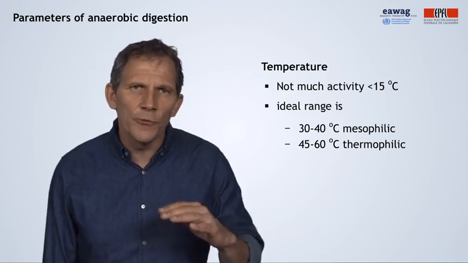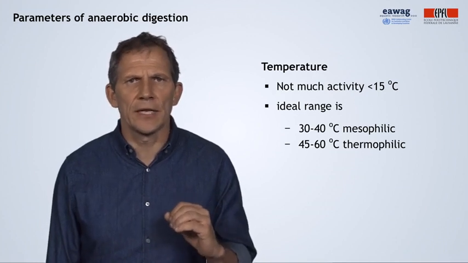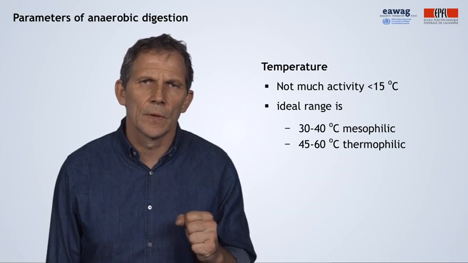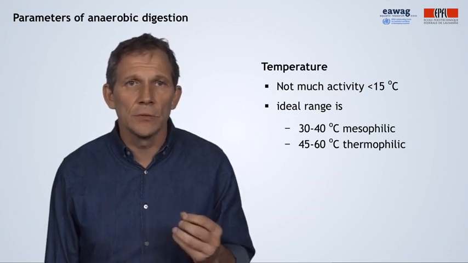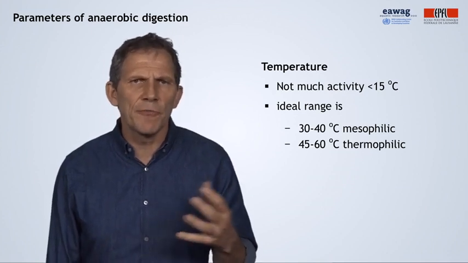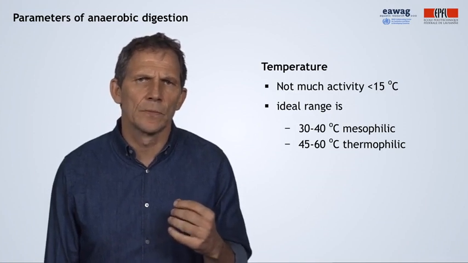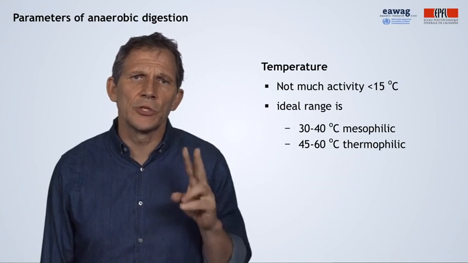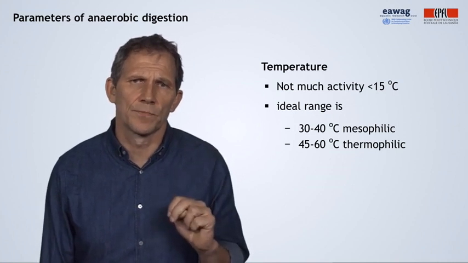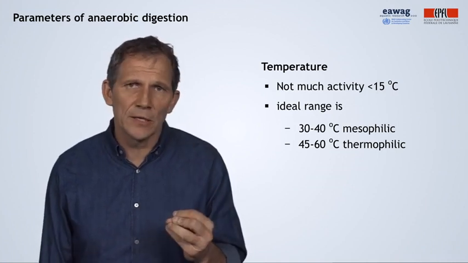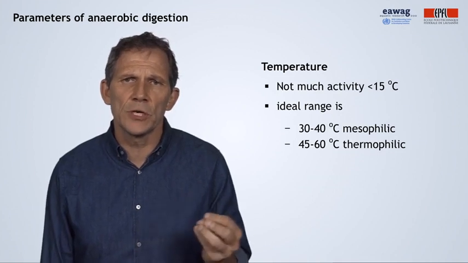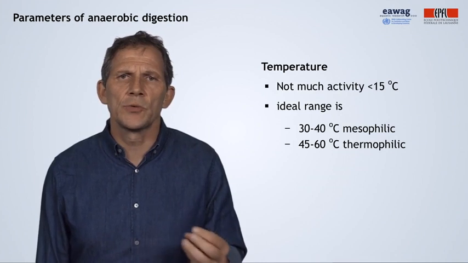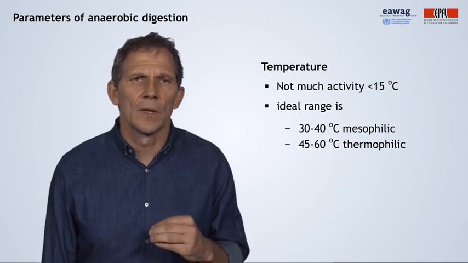Another factor influencing the AD process is temperature. Temperatures below 15 degrees Celsius are not ideal, as then the organisms really slow down their activity. Underground construction or insulation can buffer this variation of temperature. But the anaerobic process is most comfortable in 2 temperature zones: the mesophilic temperature zone between 30 and 40, and the thermophilic temperature zone between 45 and 60.